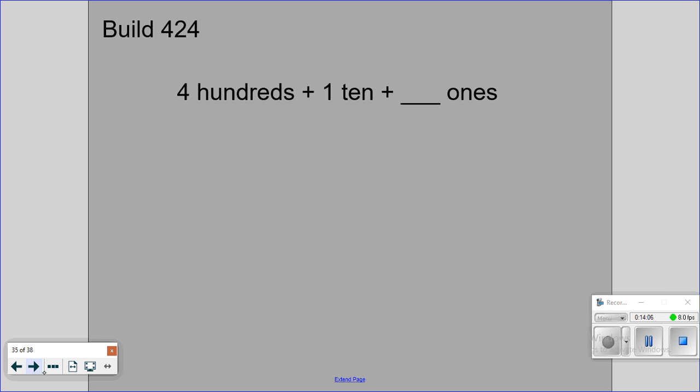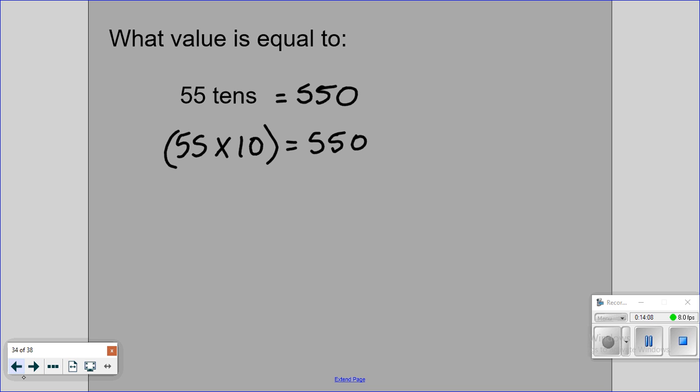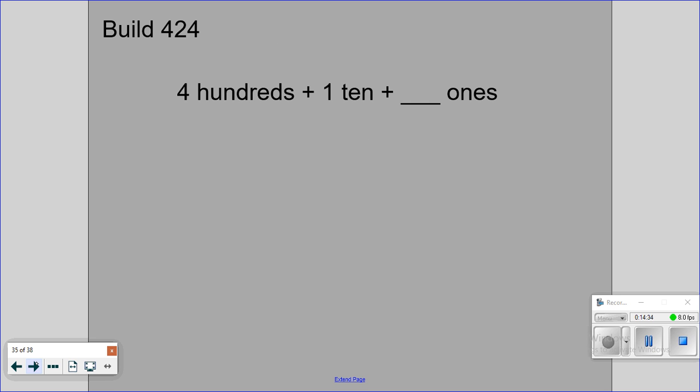Alright, we're going to do some more. To build our number, I'm going to give you some parts of that number, and then you have to figure out the rest of it on your own. Alright, so we're going to start with some large numbers today. We started with smaller numbers on Monday. We're going to go a little bit bigger. I want you to build the number 424. Go ahead and write that on your desk.